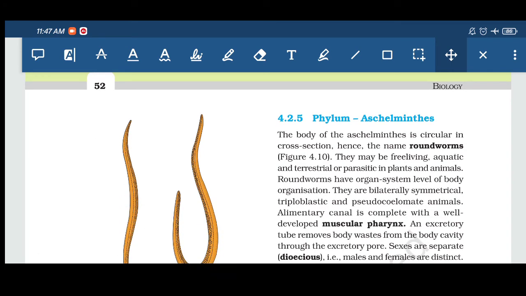Then coming to the next phylum, that is Aschelminthes. The body of Aschelminthes is circular in cross section. They are named as roundworms, because the body is round, circular in cross section. If you take a cross section, it is round, it is circular. Hence the name roundworms.